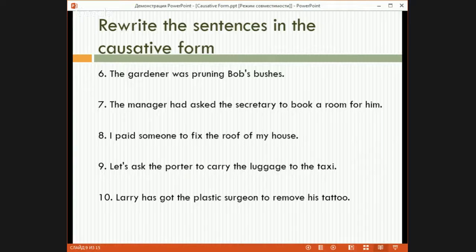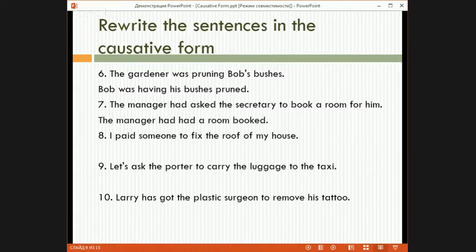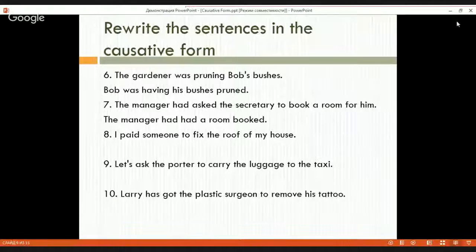The gardener was pruning Bob's bushes. Bob was having his bushes pruned. The manager had asked the secretary to book a room for him. The manager had had a room booked. The next one. I paid someone to fix my house.